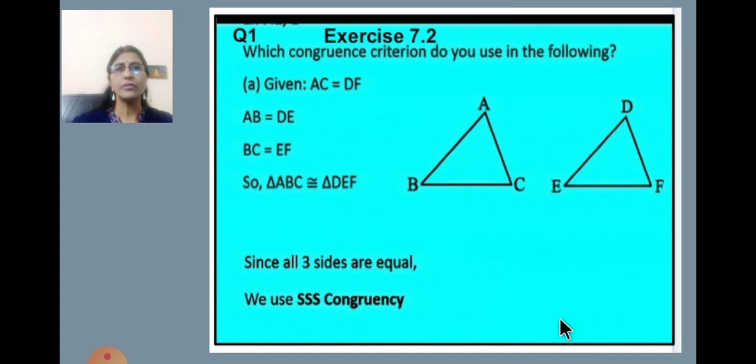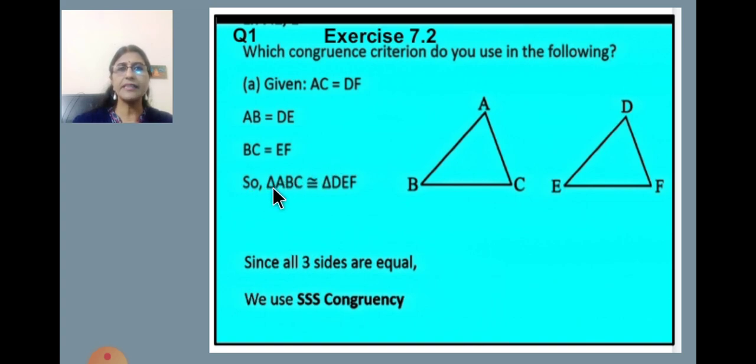Now children, we will do some questions from exercise 7.2. 7.1 we have done. Now this is the first question, question number 1. First part: which congruence criterion do you use in the following? Now here everything is given. They have given AC is equal to DF. That means this side is equal to this side. Same way AB is equal to DE. Then they have given BC is equal to EF. Third side is equal to the third side of the other triangle. So all this is given.